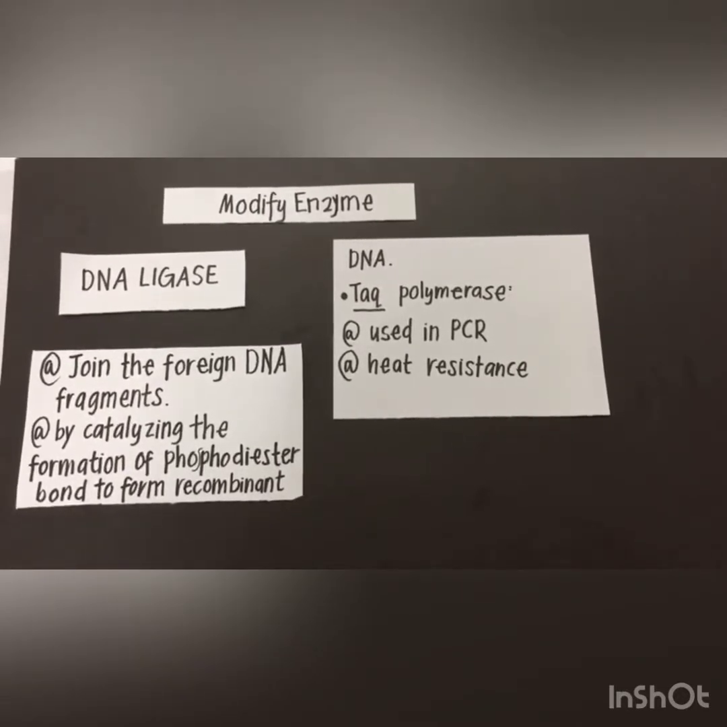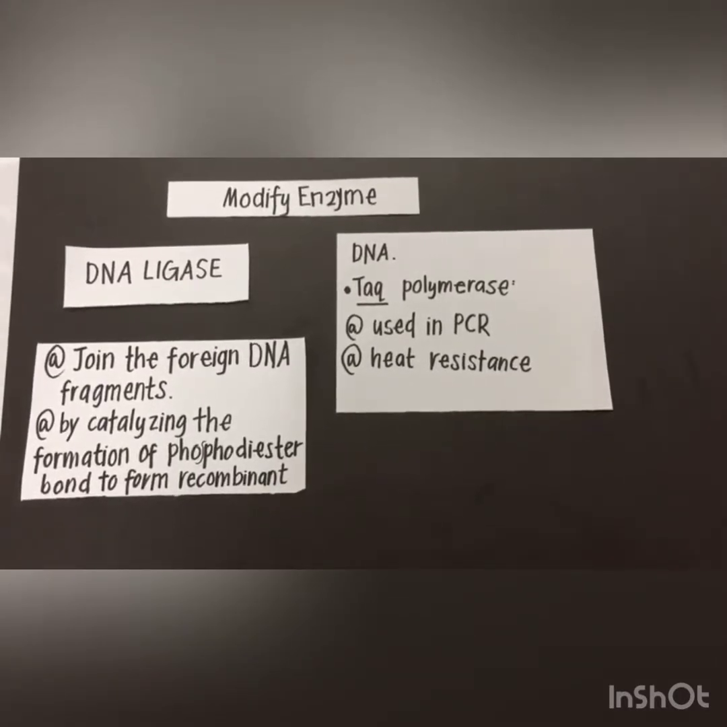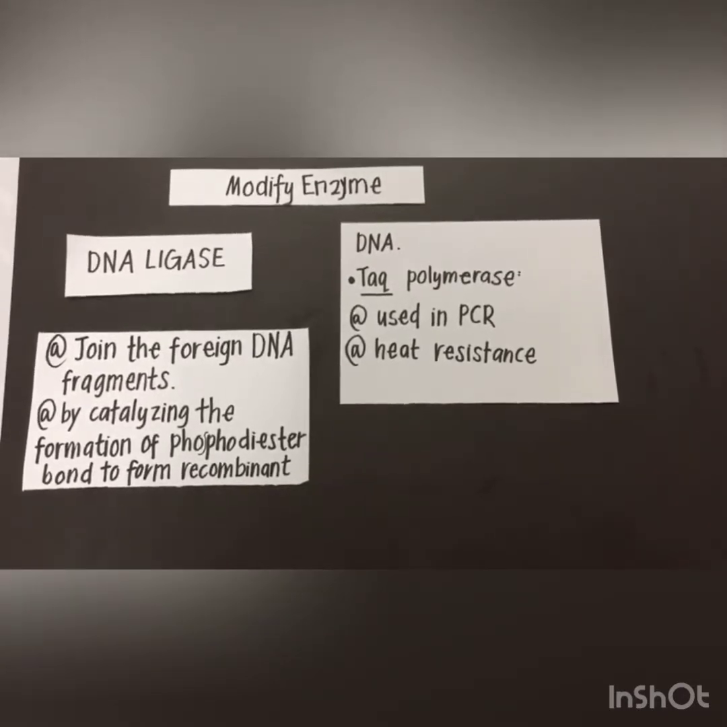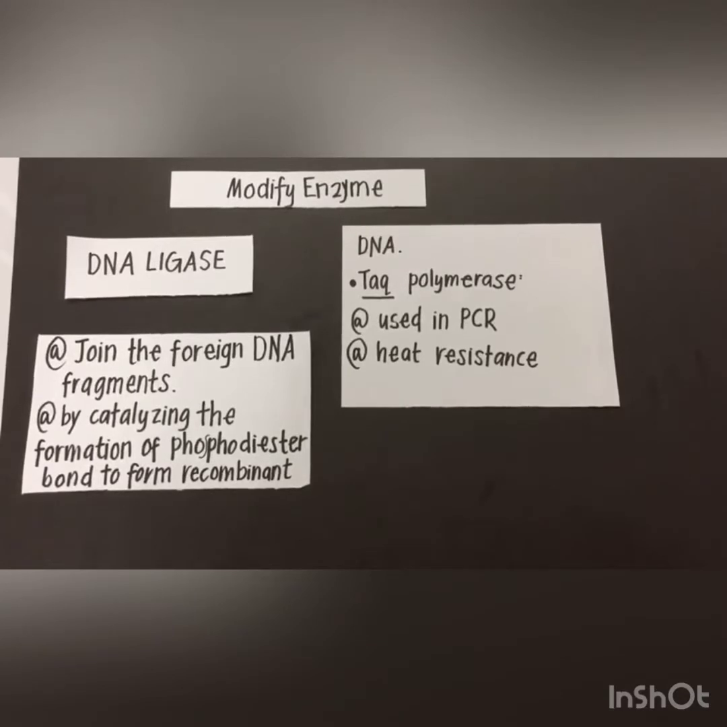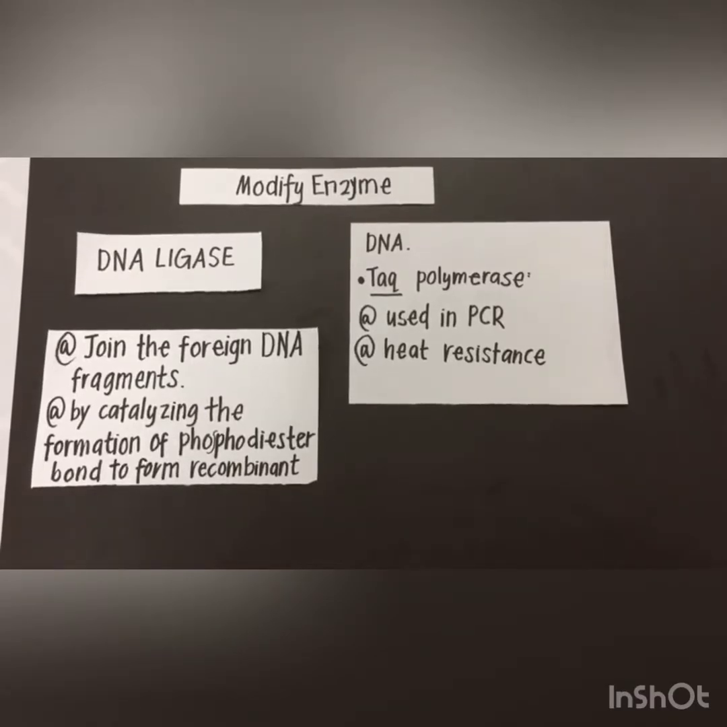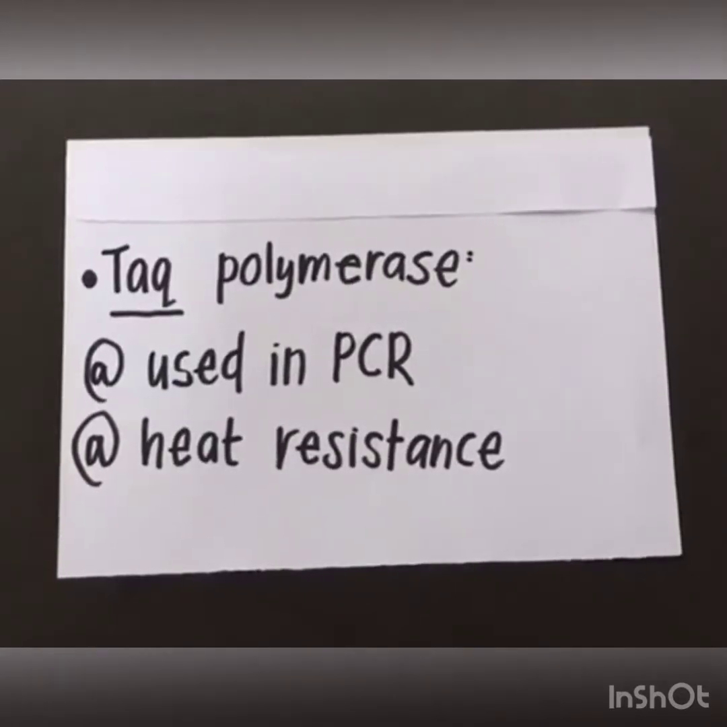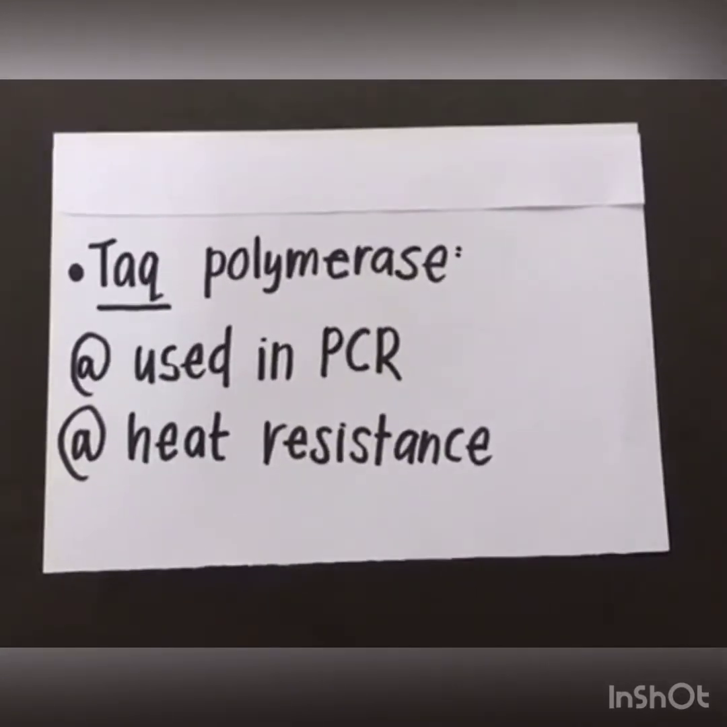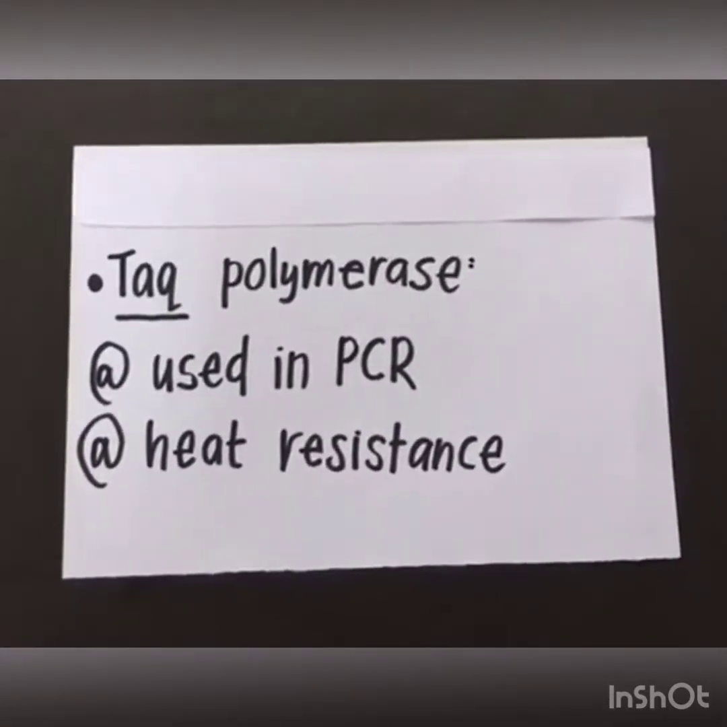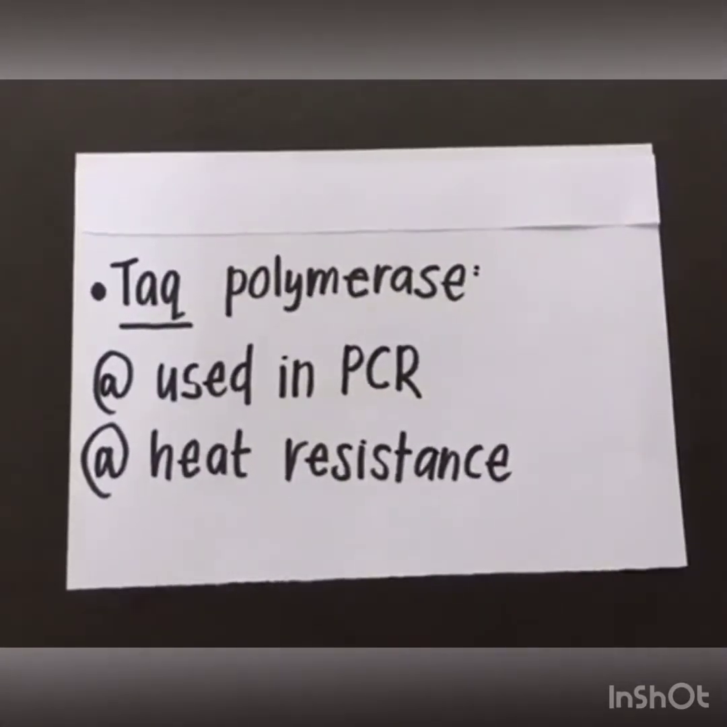Modifying enzyme divides into two parts, which is DNA ligase and Taq polymerase. The DNA ligase joins the foreign DNA fragments containing the gene of interest and bacterial plasmid by catalyzing the formation of phosphodiester bond to form recombinant DNA. Taq polymerase is used in polymerase chain reaction, PCR. It replaces the DNA polymerase because of the temperature conditions of PCR. Taq polymerase adds nucleotides to the 3' end of the primer in order to produce a new DNA strand.